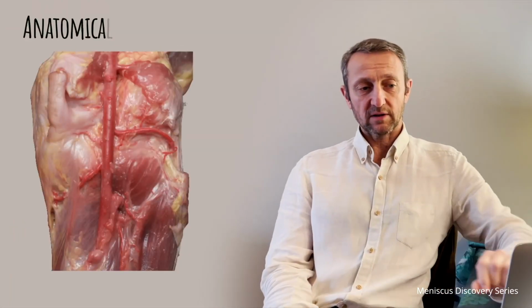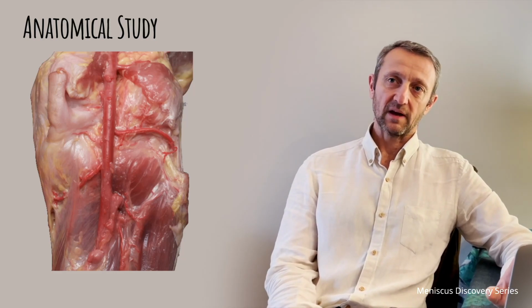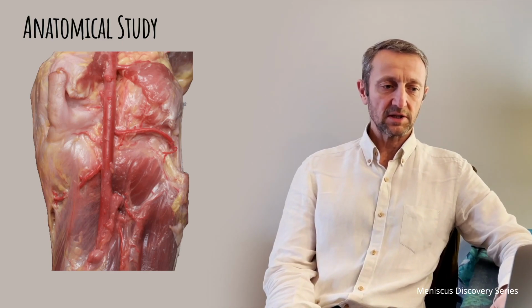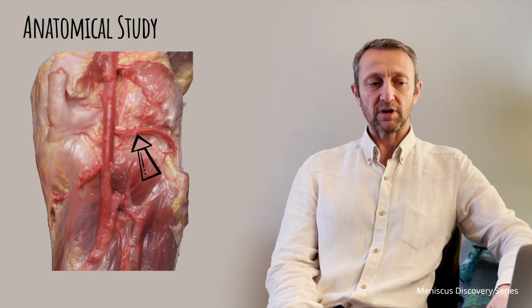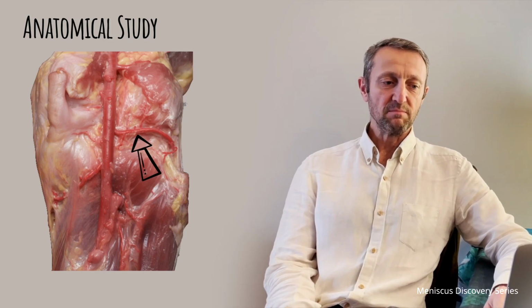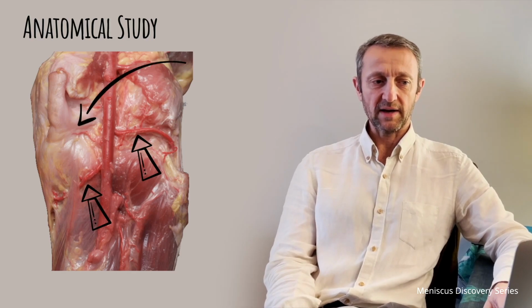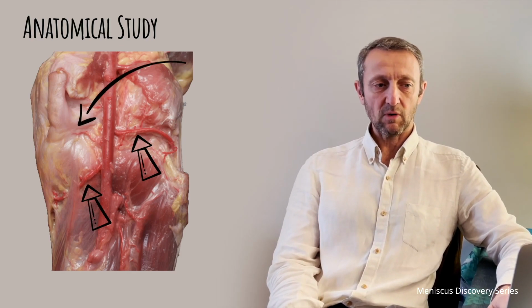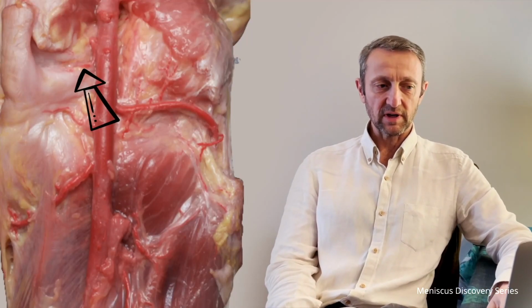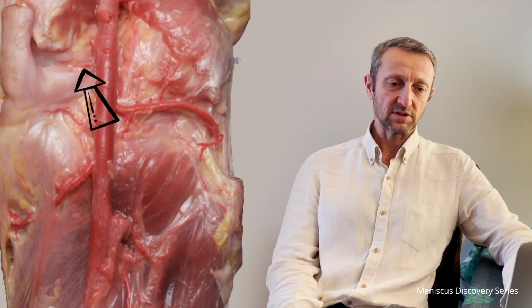And in our anatomical study, you can see we injected a special gel with color into the popliteal artery. You can see here this is the lateral inferior genicular artery. This is the medial inferior genicular artery. This is more or less the joint line. And this small one is a very interesting artery, because it supplies the medial meniscus, zones 4 and 5.